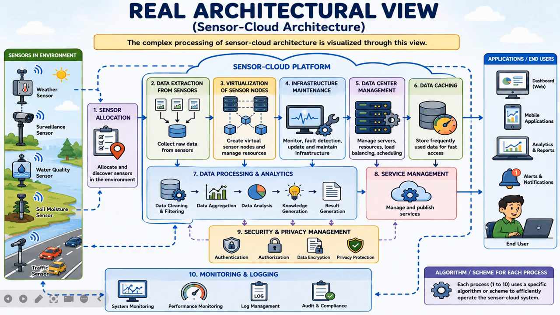Then finally, the processed information is delivered to the end user through web applications or mobile applications, analytics and reports, or alerts and notifications. And each process uses specific algorithms and schemes for efficient operations. So this is about the sensor cloud architecture from different viewpoints.